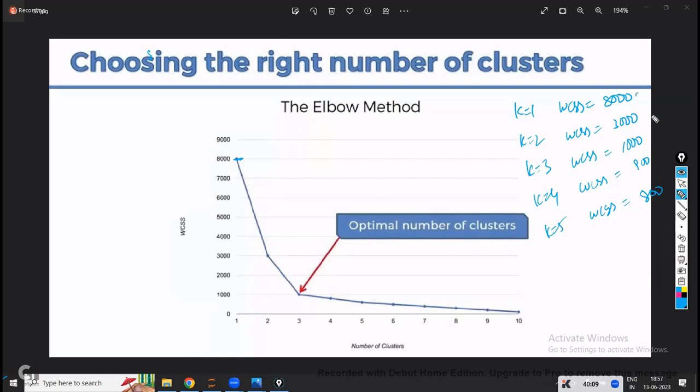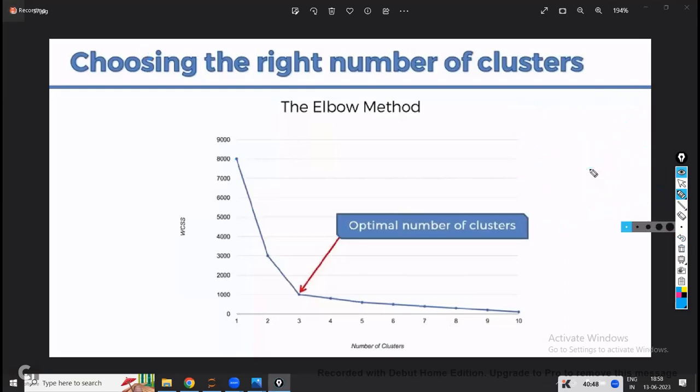Now, if you observe the difference from K is equal to 1 to K is equal to 2, how much has WCSS decreased? 5,000 decreased. From here to here, 2,000 decreased. From here to here, 100, and from here to here also 100. Means there is no much difference. There is no much drop. If you subdivide into multiple groups, WCSS is not impacting. So from where the WCSS is not impacting, that is the best optimum number of clusters. So here you have identified this very easily.